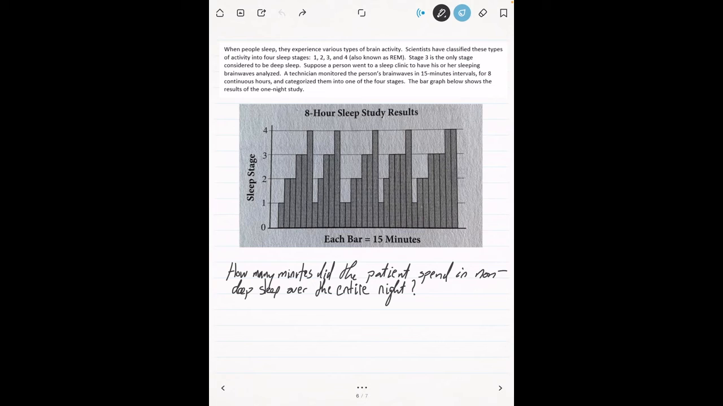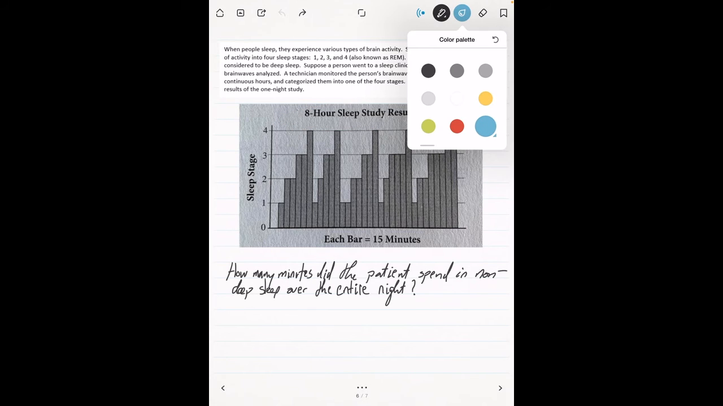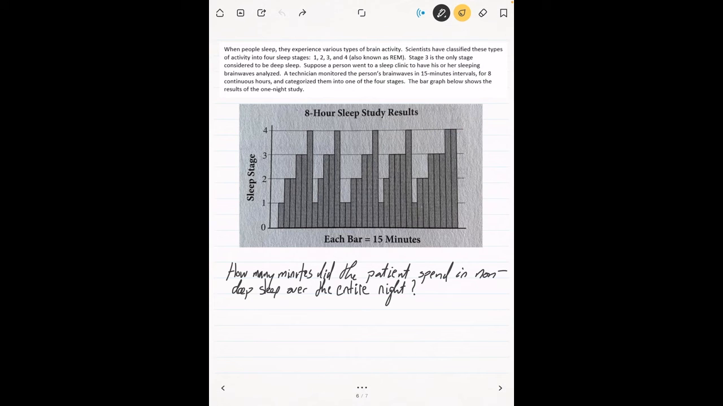Take a look at this graph and let's see what we can interpret from it. This is the 8-hour sleep study results, okay? Let me change colors here so I can highlight a little better. We have a series of bars on the graph here. Each bar represents 15 minutes of time. Altogether, this is an 8-hour sleep study. So each of these bars, that's 15 minutes, that's another 15, that's another 15 minutes, that's another 15. In fact, that's probably an hour right there, right? These all represent time. We're told that right here.